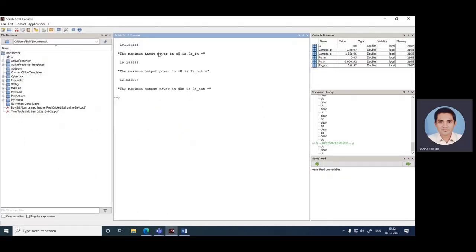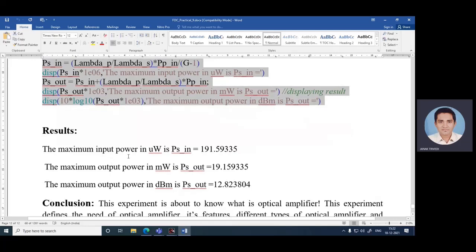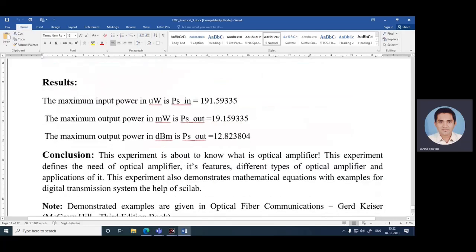Okay, so the maximum input power in microwatt is PS in equal to 191.59. Then the maximum output power in milliwatt is PS out, that is equal to 19.1593, and the maximum output power in dBm is equal to 12.823804. So that is the answer of this particular example. Same is printed in this document.